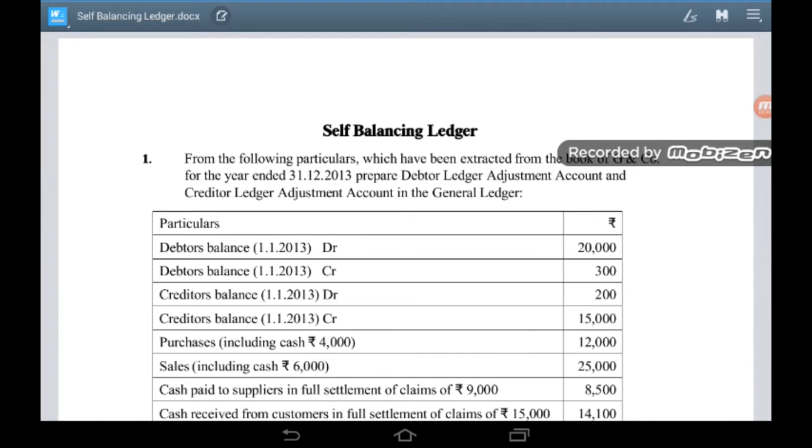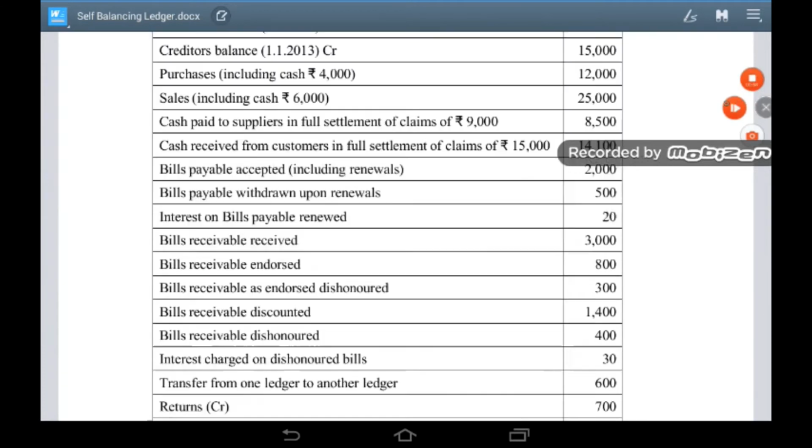Cash paid to suppliers in full settlement of claims of rupees 9,000, 8,500. Cash receipt from customer in full settlement of claims of rupees 15,000, rupees 14,100. Bills payable accepted including renewals 2,000. Bills payable withdrawn upon renewals 500. Interest on bills payable renewed 20. Bills receivable received 3,000. Bills receivable endorsed 800.